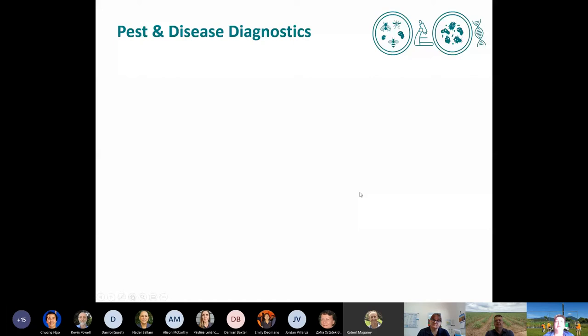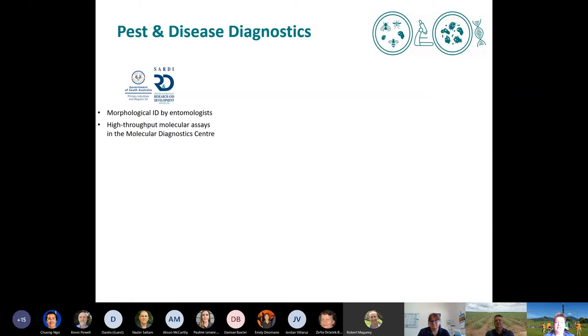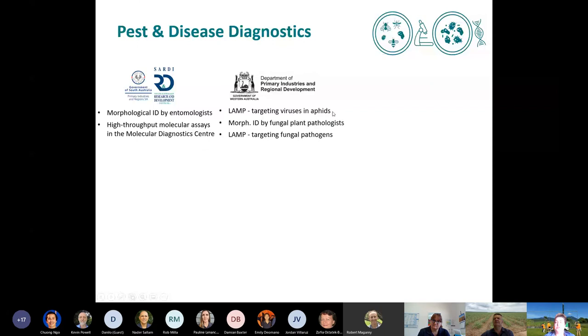So onto the pest and disease diagnostics component, there are a few different sub-projects. We have SARDI, whose entomologists will review and morphologically identify some of the insect targets in those trap samples. And the Molecular Diagnostics Centre processes the pathogen samples using their high-throughput molecular assays. DPIRD are doing a little bit of diagnostics as well, as I mentioned, with the green peach aphid vectoring viruses using LAMP. And they also have some of their biosecurity fungal plant pathologists looking at those spore traps to identify any exotic targets of interest. They're also looking into the use of LAMP in field to assess the level of fungal pathogens.